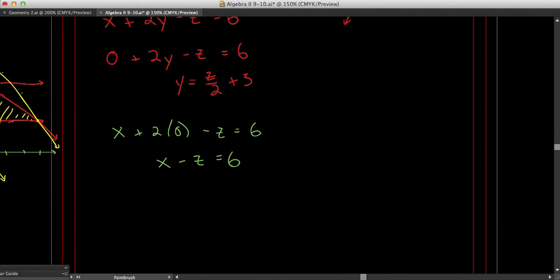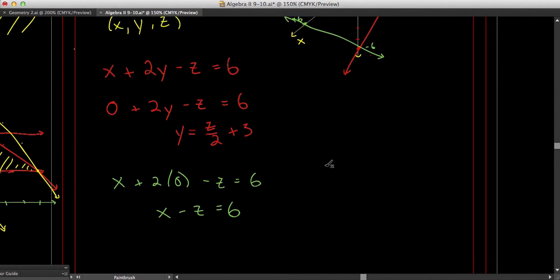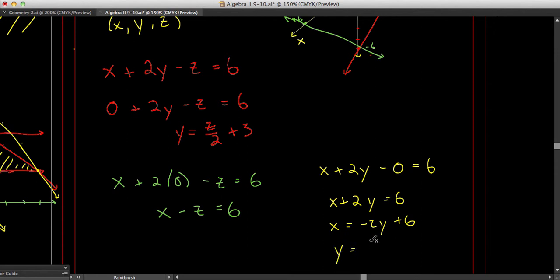to 0? And if we made z equal to 0, this is what we would be left with. We would have x plus 2y minus 0 equals 6, and then we're left with x plus 2y equals 6, or x equals -2y plus 6, or actually we could just bring the x over to the right-hand side and then divide by 2. So then we're left with y equals x over 2 plus 3.